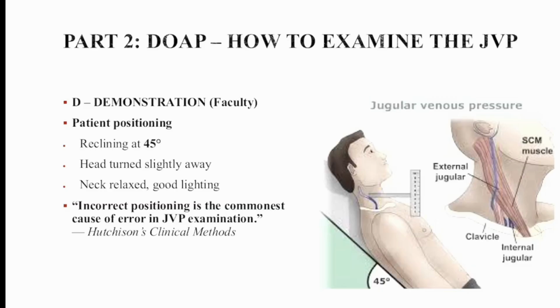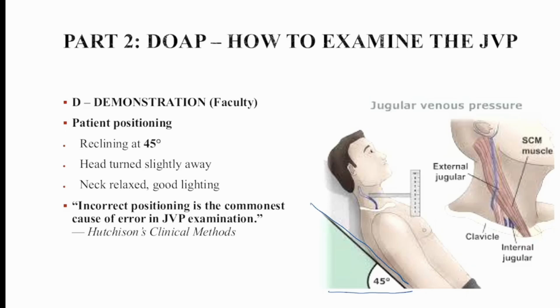So now we go into how to examine the JVP. That's the most important part. The patient should be reclined 45 degrees. That is the correct position.